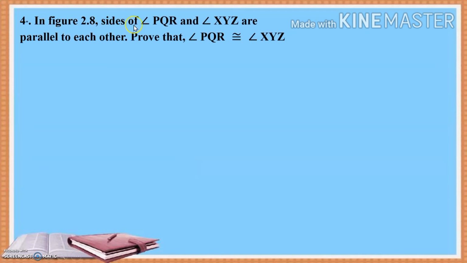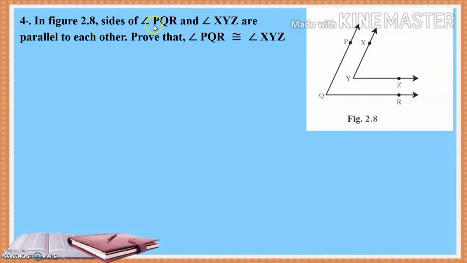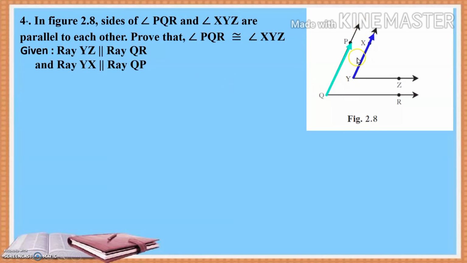Let us take the next sum, the fourth question, which says that in figure 2.8, sides of angle PQR and angle XYZ are parallel to each other. Prove that angle PQR is congruent to angle XYZ. Let's have the figure. The sides of the angles are parallel. Sides of angles are rays. So we write the given as ray YZ is parallel to ray QR, and next ray YX is parallel to ray QP.